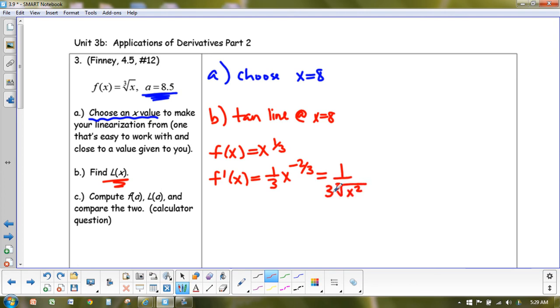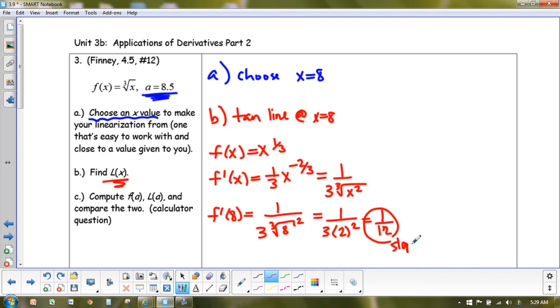1/12 is my slope. And then I need to actually get my point. Well, my point is going to be 8, comma, and I have to go back to the function f of 8. Well, f was the cube root, so I want the cube root of 8, which is 2. And again, that's why we picked 8, because it had an easy cube root.